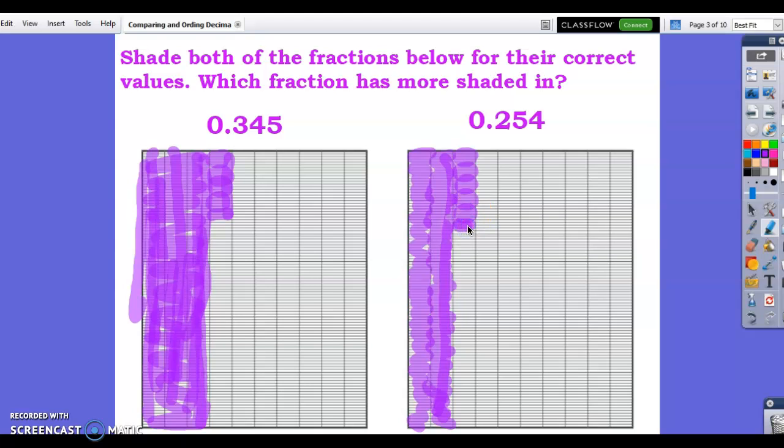Now, if I'm looking at these pictures and I'm comparing them, I'm thinking which fraction has more shaded in? Well, you can look to see that 345 thousandths has more shaded in than 254 thousandths. So then, if you were to compare them, you have to use your comparing words and the symbols that go with it. It would be that it is greater. 345 thousandths is greater than 254 thousandths. So that is how that would read. That is your comparing aspect of it.